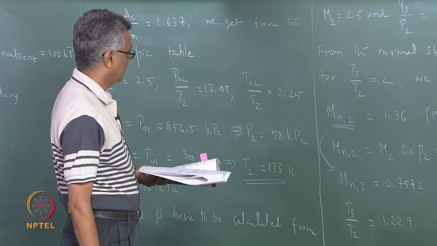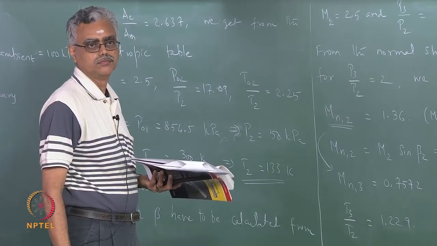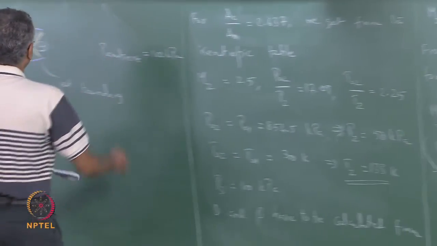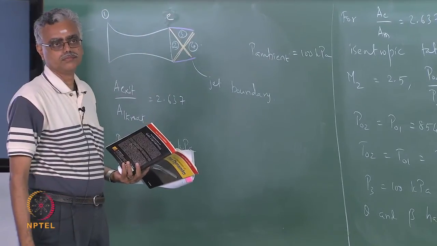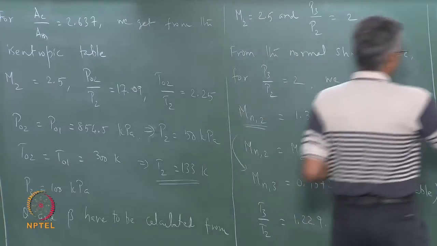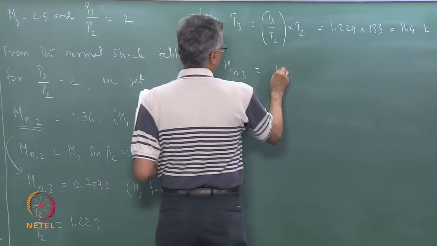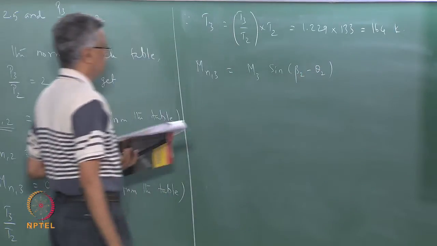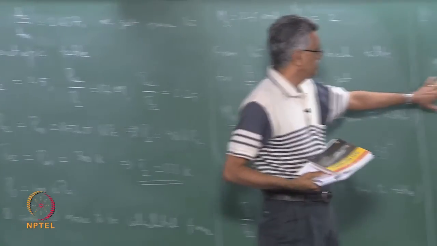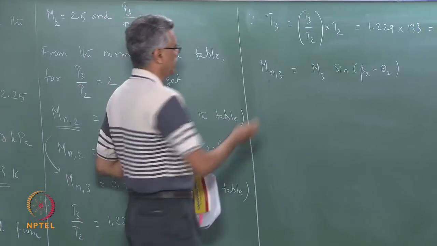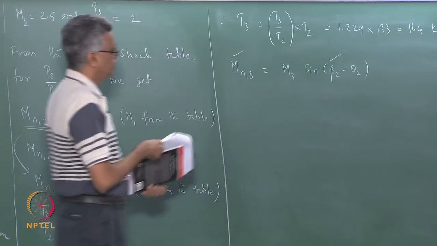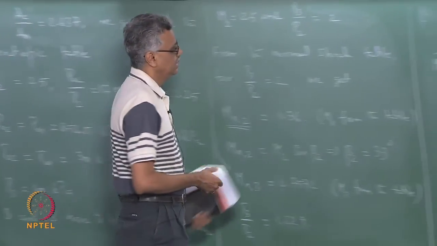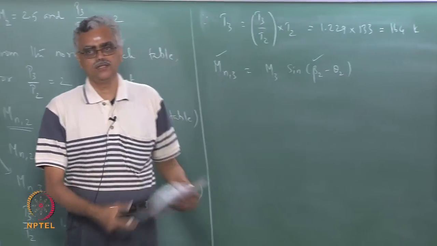Now, we still need to calculate M3. How are we going to calculate M3 here? If you are thinking of using this relationship, in fact, we are going to use this relationship: MN3, if you remember from our previous class, is M3 times sine of beta 2 minus theta 2. I know MN3 from my normal shock table, right? So this is known. This is also known, but I do not know M3 or theta 2. So how are we going to calculate either of these? That is what we are going to make use of.